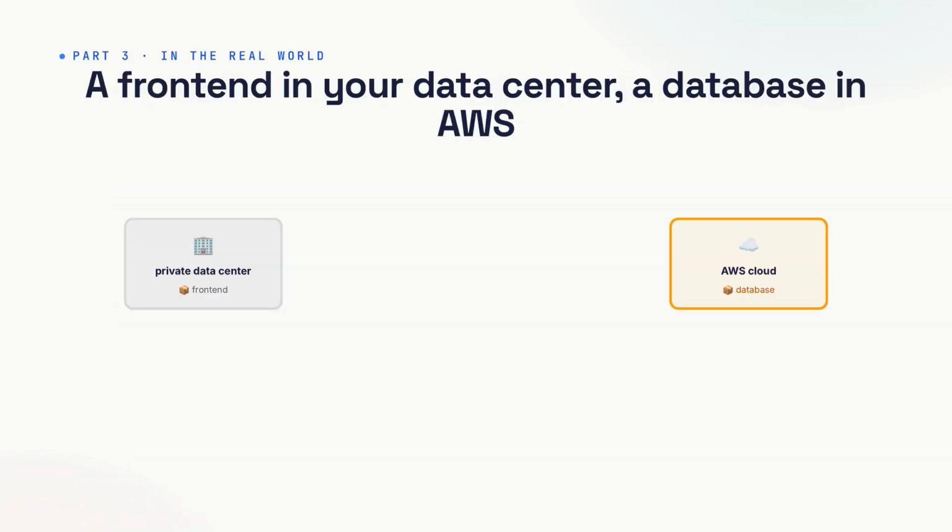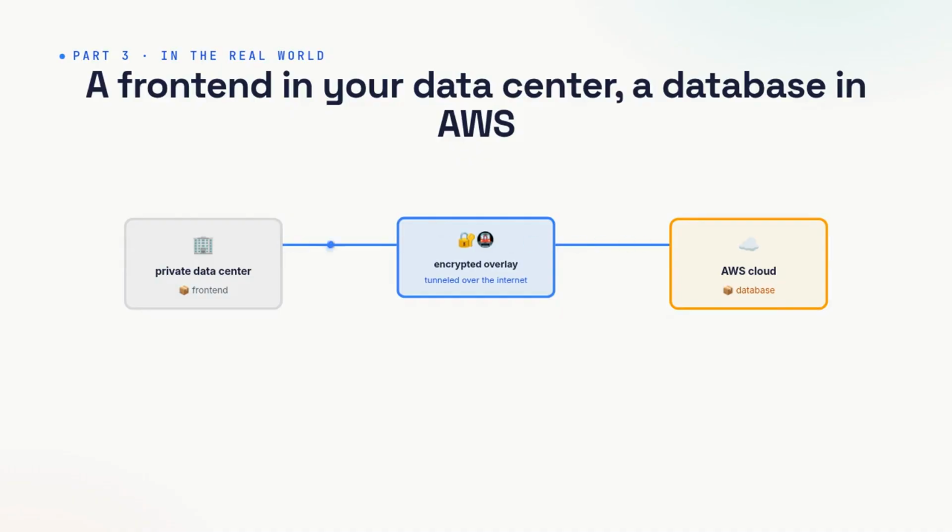Let's make it real. Imagine a front end running in your own private data center, and the database it depends on running up in AWS. Two completely different locations on opposite ends of the internet. An overlay network stretches an encrypted tunnel between them, right across the public internet. The traffic between your front end and that cloud database rides through it, wrapped and protected the whole way. And from the front end's point of view, nothing exotic is happening. It just connects to a container called database by name, exactly like on one machine. It has no idea that name resolves to a box in another company's cloud.